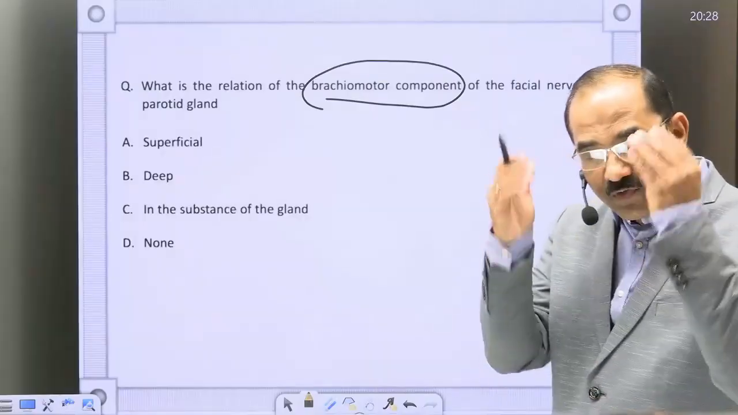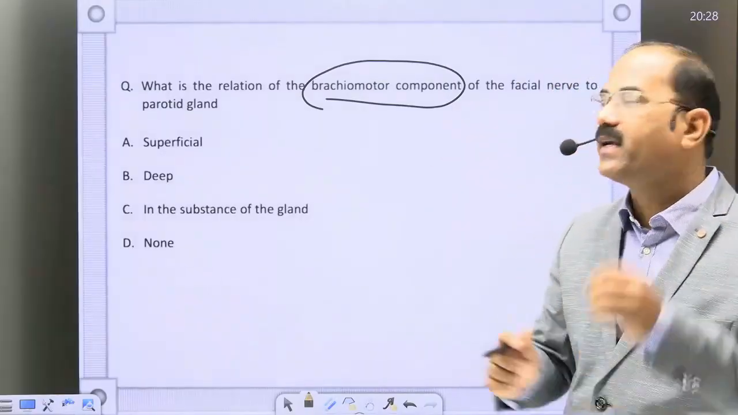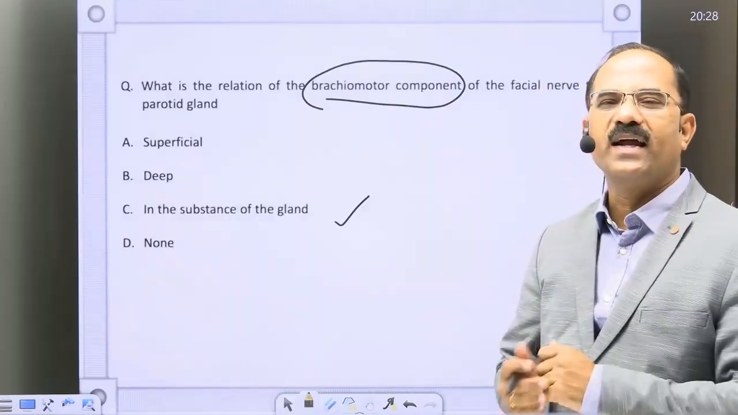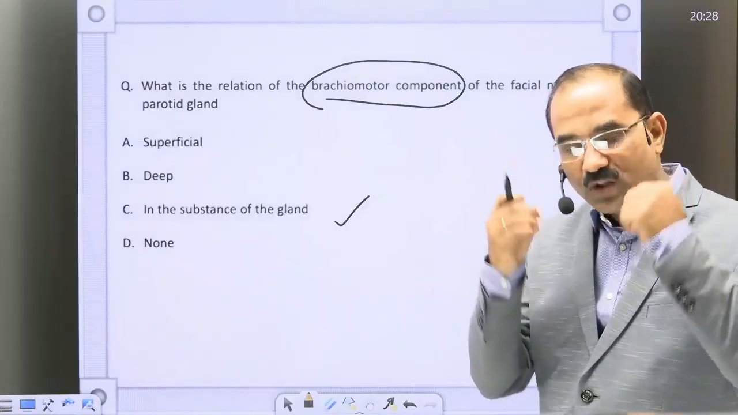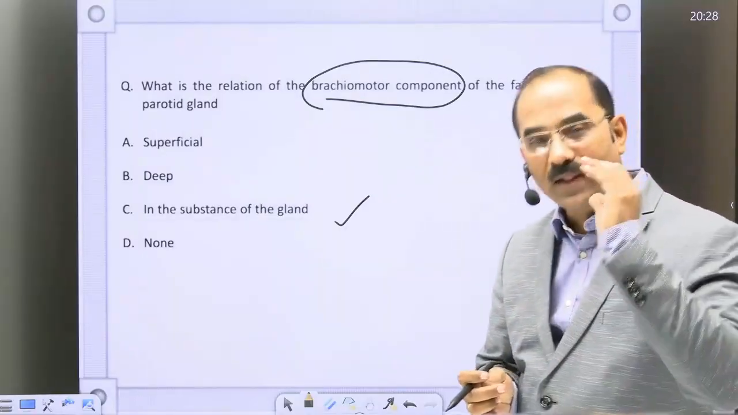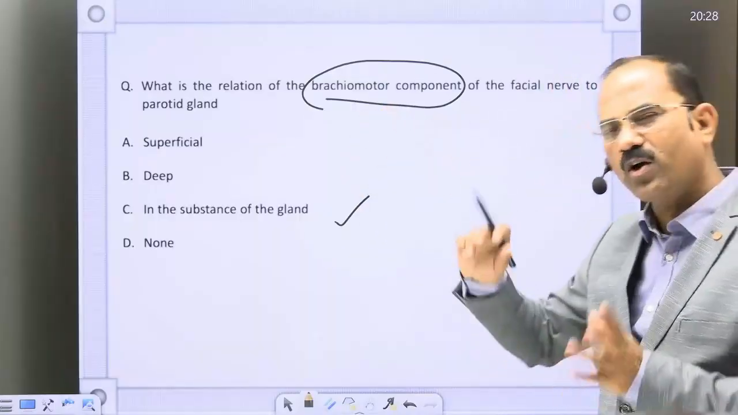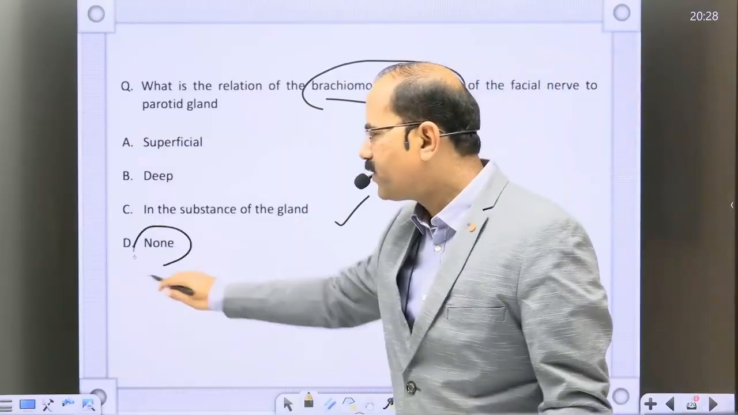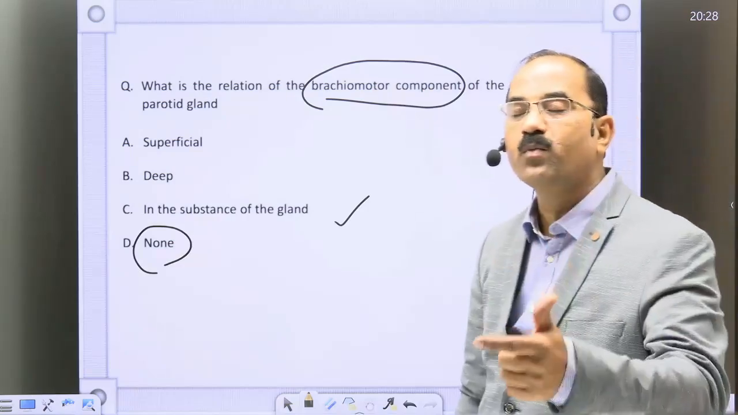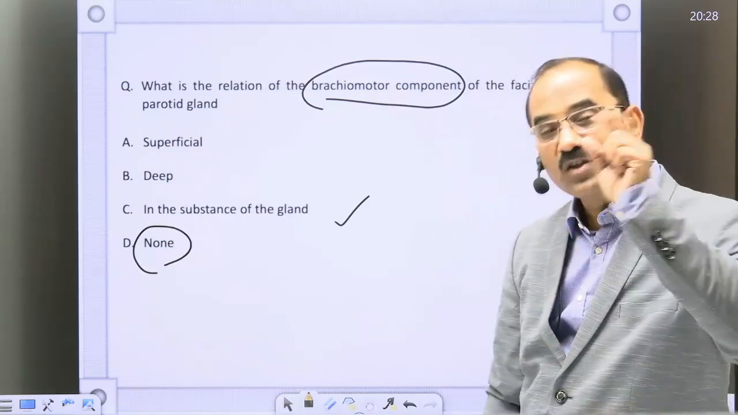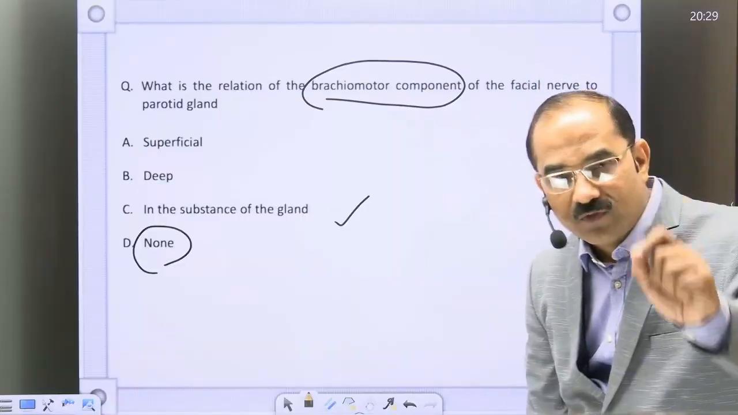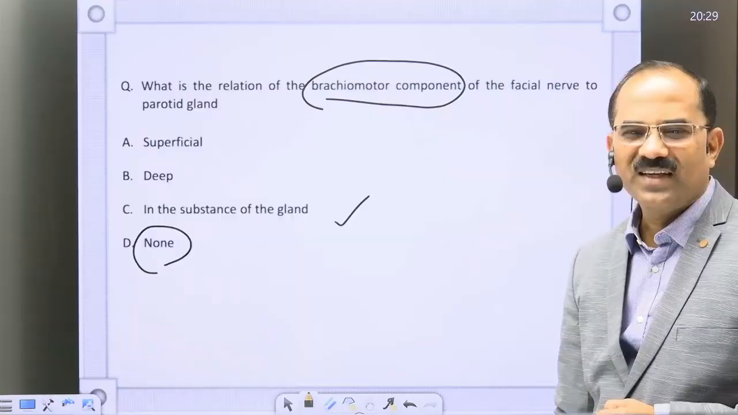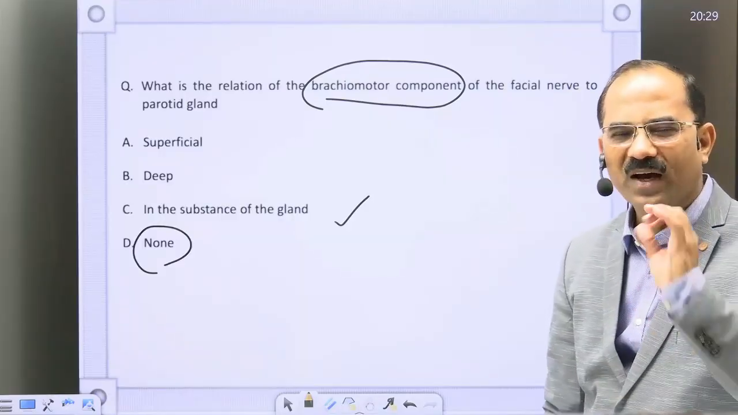What is the component? When the facial nerve is passing through the parotid gland, it is this component which the facial nerve has. The answer is: in the substance of the gland. So when the facial nerve is passing through the parotid, what is the component left with the facial nerve? Special visceral efferent, or the branchiomotor, and it is passing through the gland. When would the answer be none? If the question had been what is the relation of the general visceral efferent component of the facial nerve to the parotid gland, your answer would be none, right? Because that component is over. Are you following this, students?